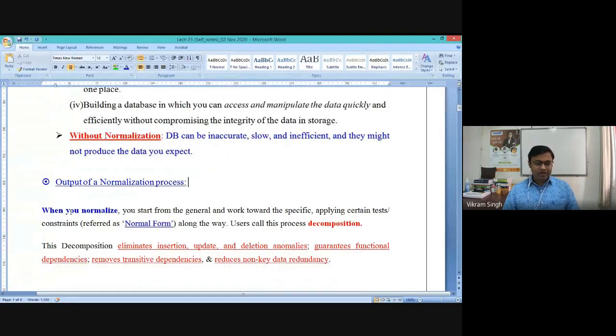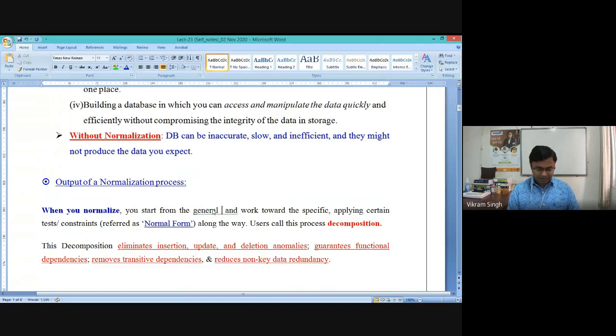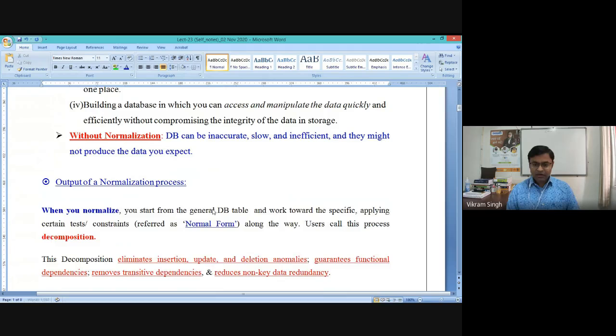When you perform normalization, you start from a general database table and work towards a specific one. Specific means we are trying to split it. In this process we will be applying some conditions or constraints, and these conditions or constraints are referred to as a normal form. So normal form is a term.